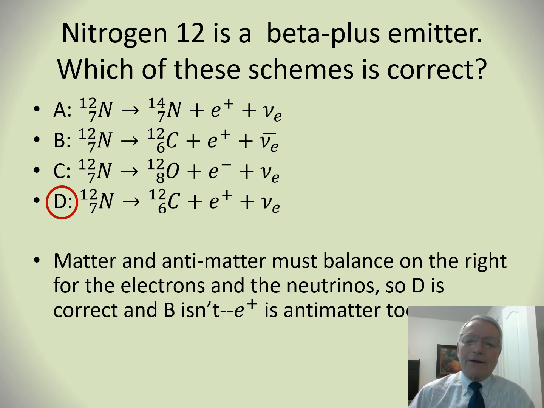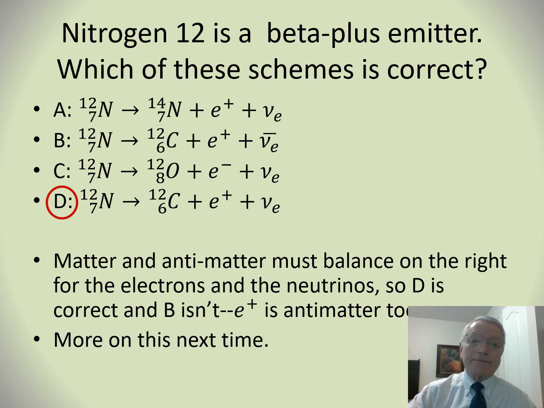Antimatter and matter must balance on the right side for the electrons and the neutrinos. So B can't be right, because the e-plus is an antiparticle and the antineutrino is an antiparticle. That's two antiparticles on the right. You can't have that. You have to have normal and anti for it to go. And so it's D. And we're going to talk about that some more next time.